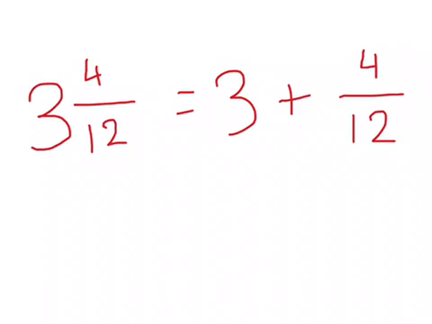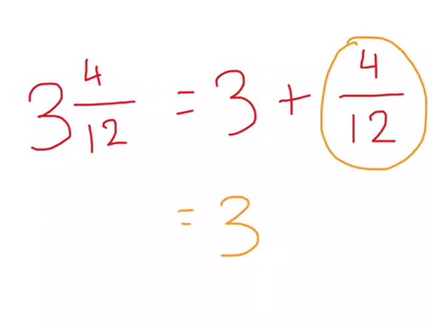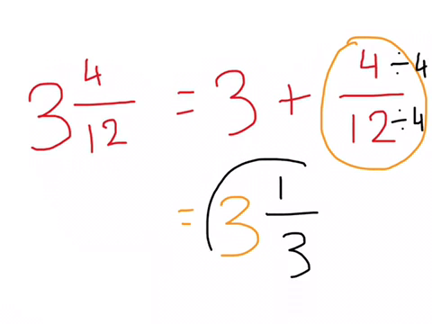So when you're simplifying, all you need to do is leave the whole number alone and simplify 4 over 12 exactly how I've just shown you. The highest common factor is 4. You divide the top by 4, divide the bottom by 4, and you end up getting 1/3. So your final answer is going to be 3 and 1/3. That's your simplified mixed number.